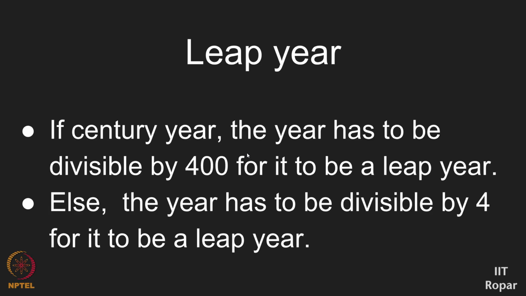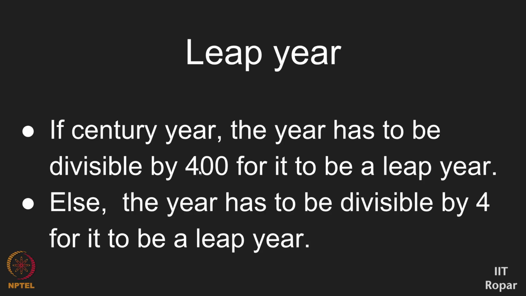If it is a century year. What do I mean by century year? It is the beginning of a new century. How do you detect it in simple words? It ends with 2 zeros. The years 1600, 1700, 1800, 2000, all these are century years. First thing you have to check is whether it is a century year. If it is a century year, you should check for divisibility by 400. If it is divisible by 400, then you can say that's a leap year.